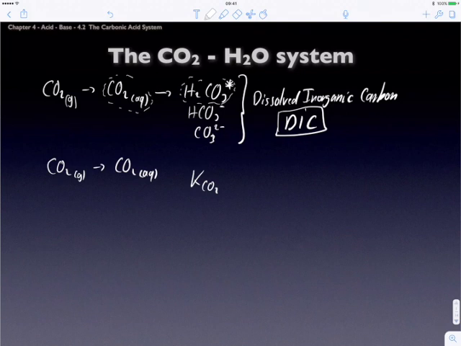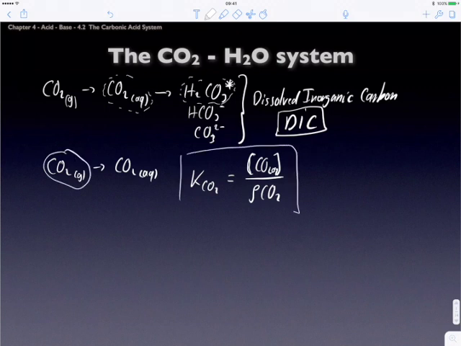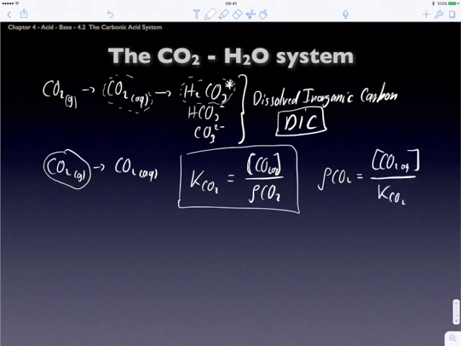You can call it Henry's constant if you want, equal to the activity or concentration of CO2 aqueous divided by the PCO2, the partial pressure of CO2. This is one equation you can play with. You can rearrange that to calculate the PCO2 as a function of the concentration of aqueous CO2 divided by this constant. If you know the constant, you can calculate the PCO2 if you know how much CO2 you have in your water.